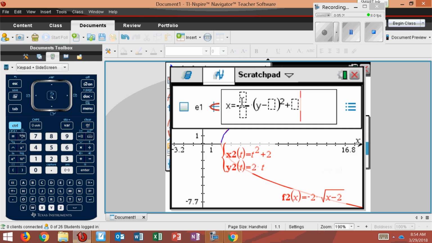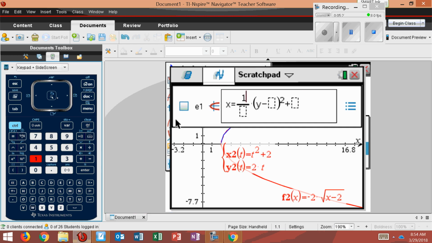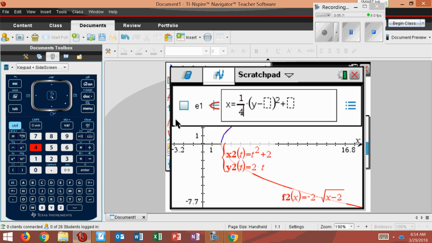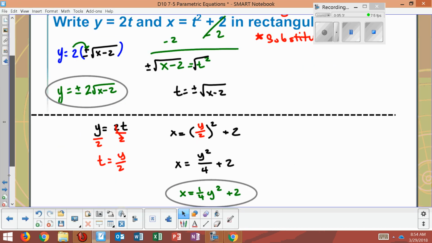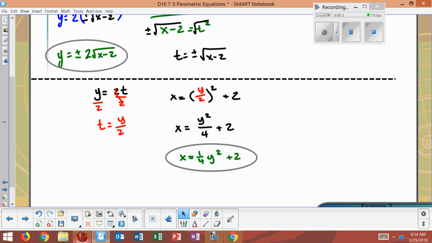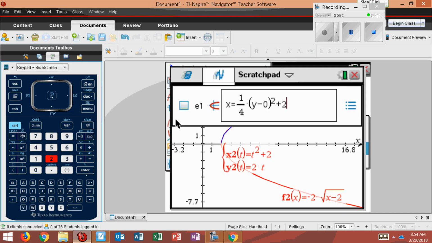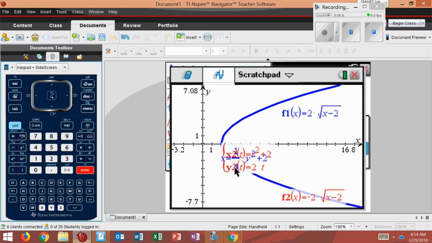I don't know why my calculator's messing up on me. There we go, 1/4. There was not a shift with y, so I'll plug a 0 in here. And then we had, finally, at the very end, a +2. So we'll put +2, hit enter. You can see all of them give me the exact same graph. So we did do this correctly.